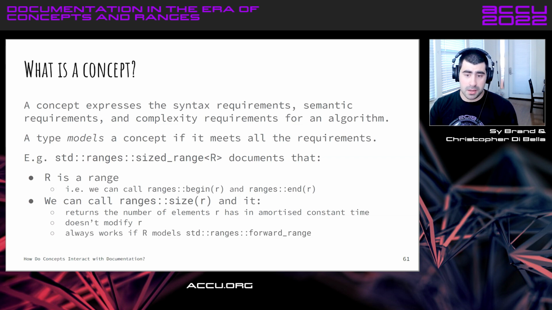Now, quickly before we move on, I said that there are syntax requirements, semantic requirements, complexity requirements. The fact that it returns the number of elements implies that it's returning some integer or integer-like thing, and that basically is the syntax requirement. It's returning an integer. And then the amortized constant time is the complexity requirement. And an example of a semantic requirement, not all of them, is that it doesn't modify r.